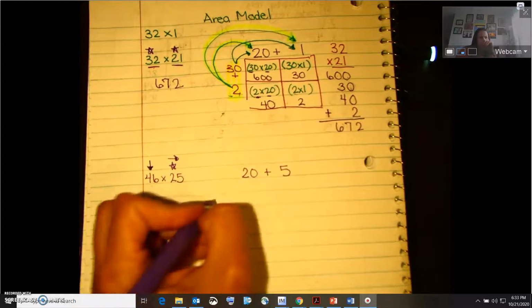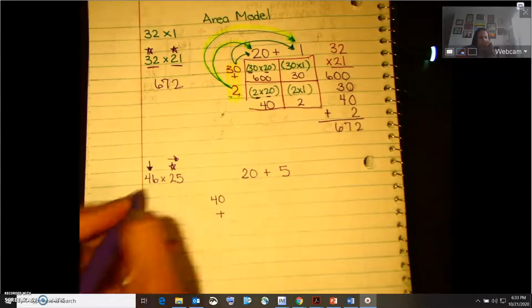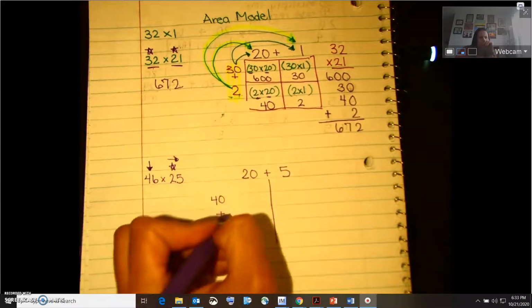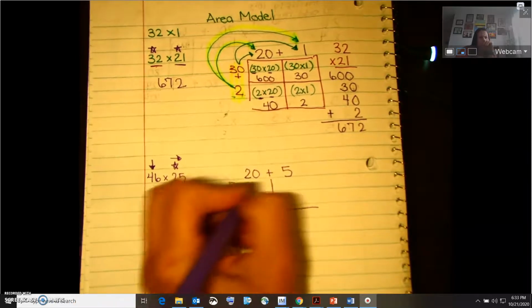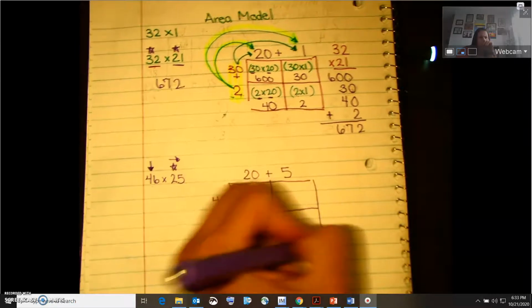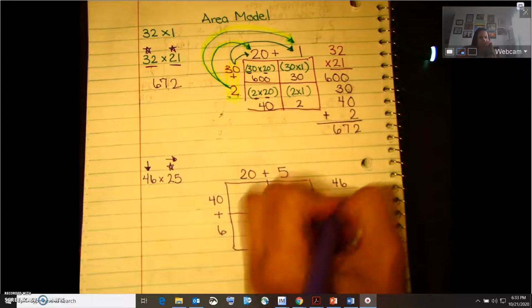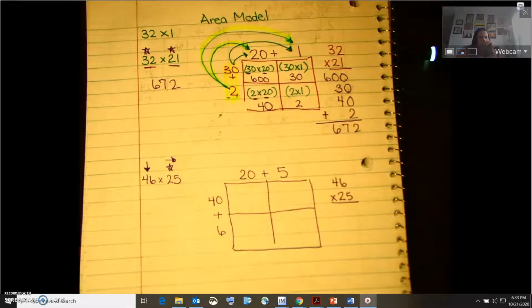So now we have to do 40 plus 6. Now remember to draw your lines where your pluses are, and then you can just make your box around the outside. And then I'm going to write my problem over here, 46 times 25, so I can do my partial product. Okay, let's see if I can pick different colors that might be able to be seen a little bit better. Ooh, a little bit better.